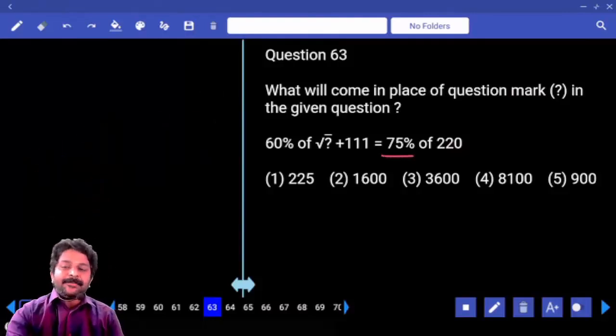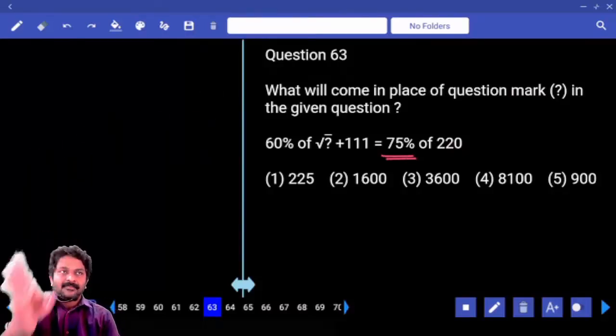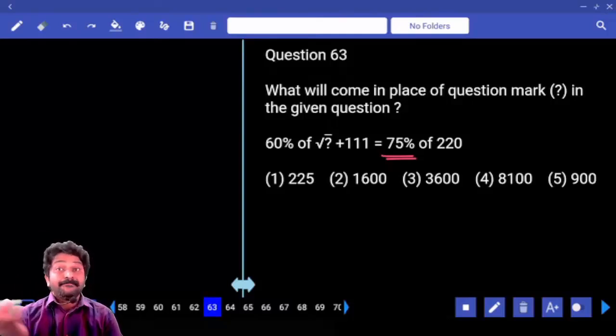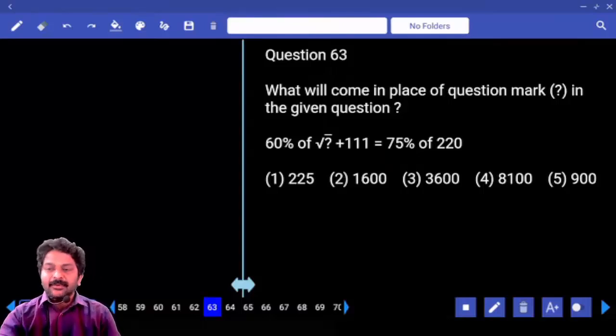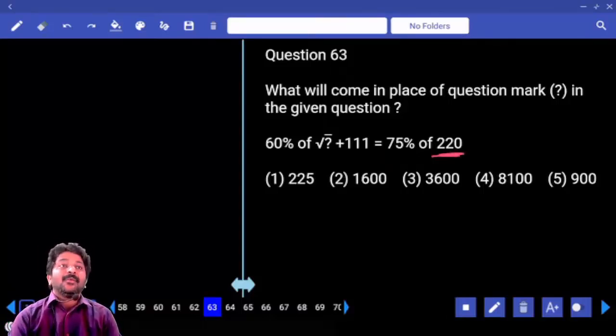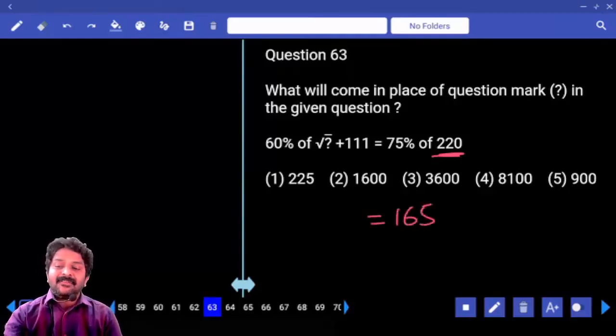How do you get 75%? Half plus half of the number. Out of any number, half means what percent? 50%. Again half, in the sense 25. When you add both, you get 75 only. What is half of 220? 110. Again half of 110? 55. 110 plus 55? So right hand side, we already have 165.